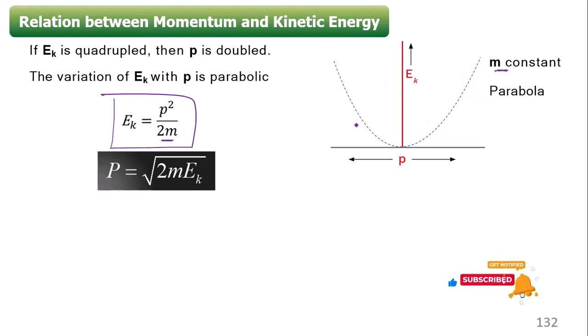So the mass of the particle is not going to be changed. If the mass of the particle is not going to be changed, then I can directly write that kinetic energy equals P square by 2m. This is always parabolic.